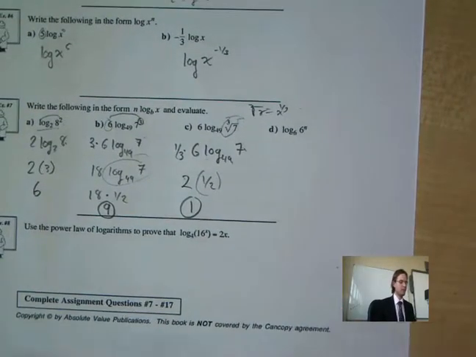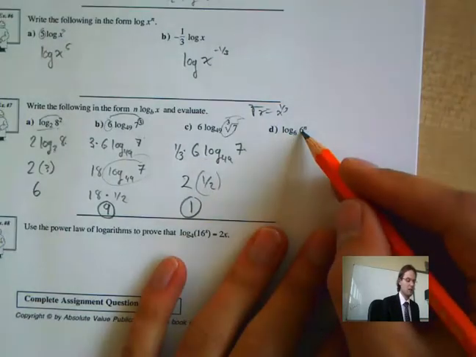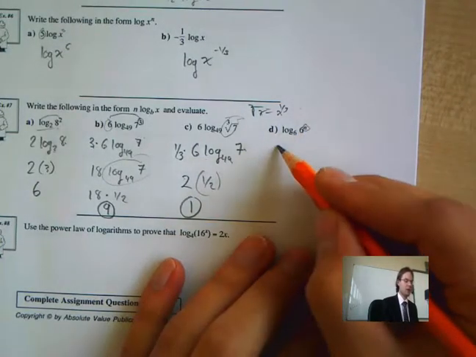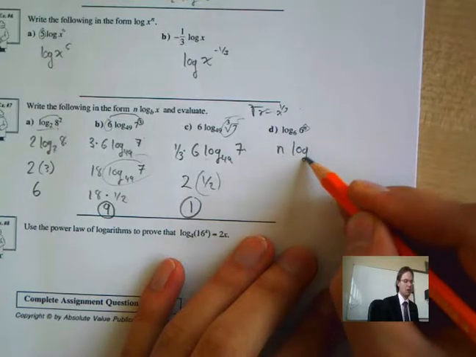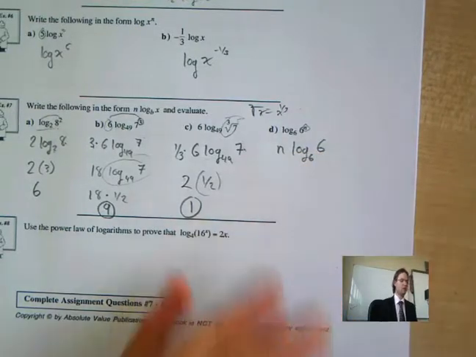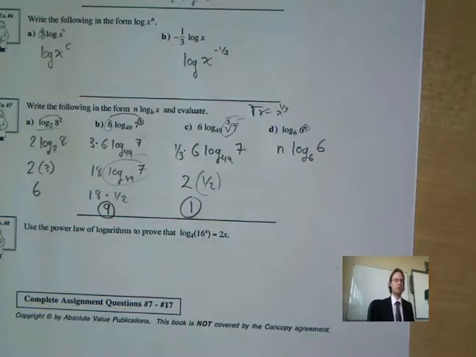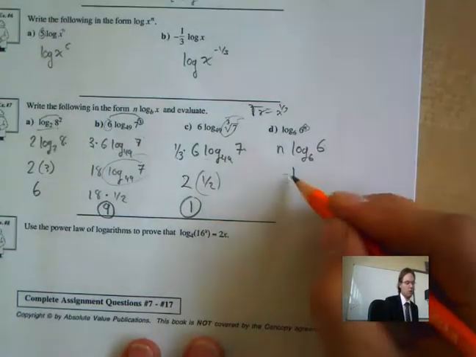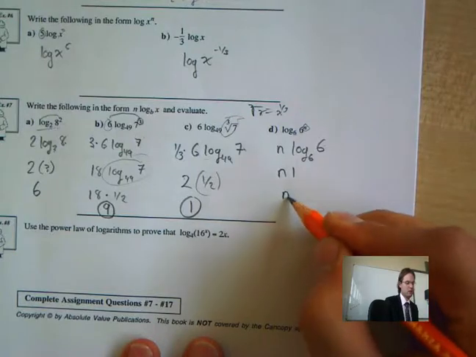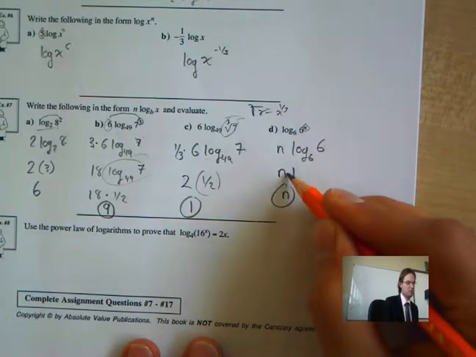Almost done here. Next one is log base 6 of 6 to the n, and we have that n there, so let's put that n in front. Log base 6 of 6, or 6 to the power of what is equal to 6? 6 to the power of 1. So it's 1 multiplied by n, so my answer is just n. Okay? Hopefully we're getting this.